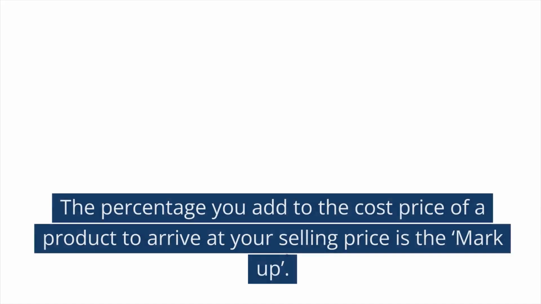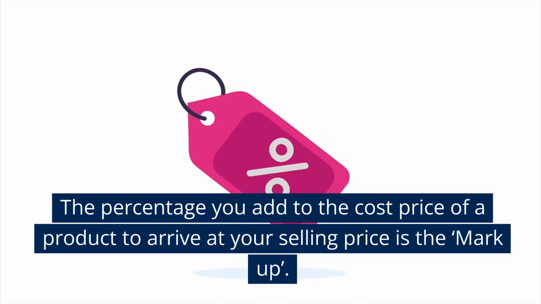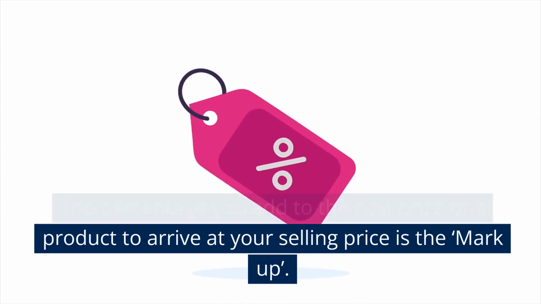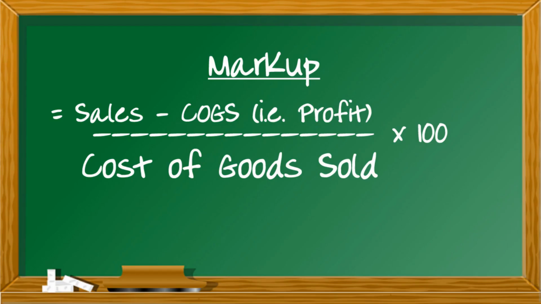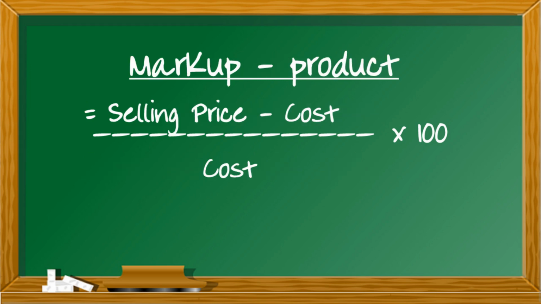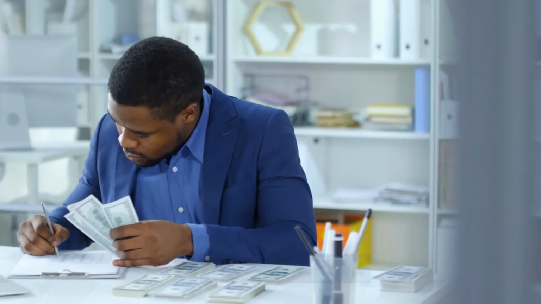For a single product, it is the selling price less the cost of the product divided by the selling price. Markup. The percentage you add to the cost price of a product to arrive at your selling price is the markup. Markup is calculated by dividing the profit, that is, sales minus cost of goods sold, by the cost of goods sold, and then multiply by 100 to give you the result as a percentage. For a single product, it is the selling price less the cost of the product divided by the cost of the product.